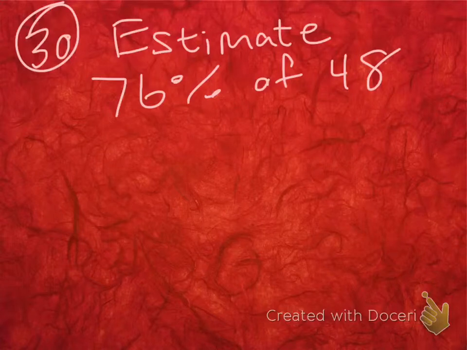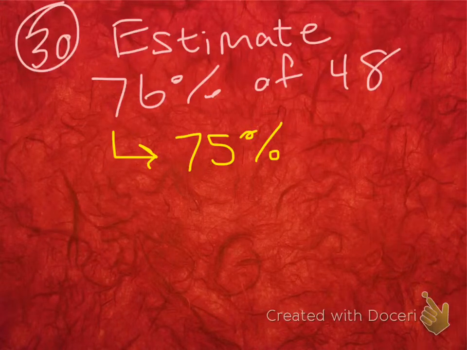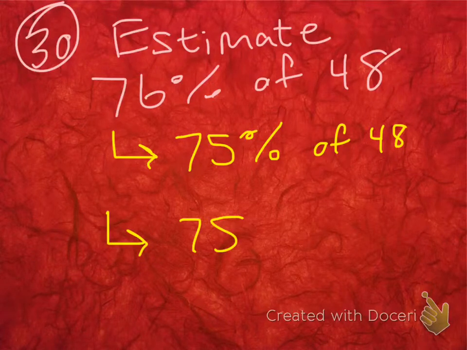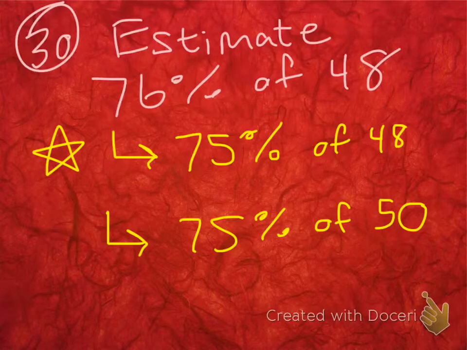Now that you've paused it and tried it, for this problem you can either estimate it as 75%, which is really close to 76%, of 48. And some of you may decide to say it's 75% of 50 because you rounded both. Both of these are fine. They both work. I think this one's easier, as I'll show you in a second, so I'm going to stick with the top one.